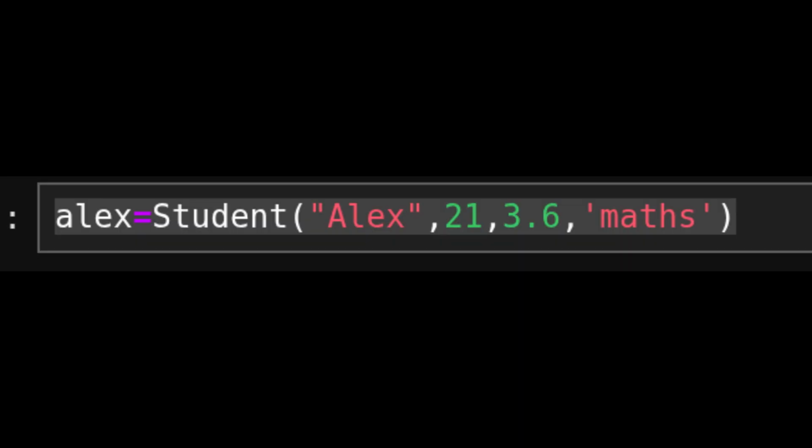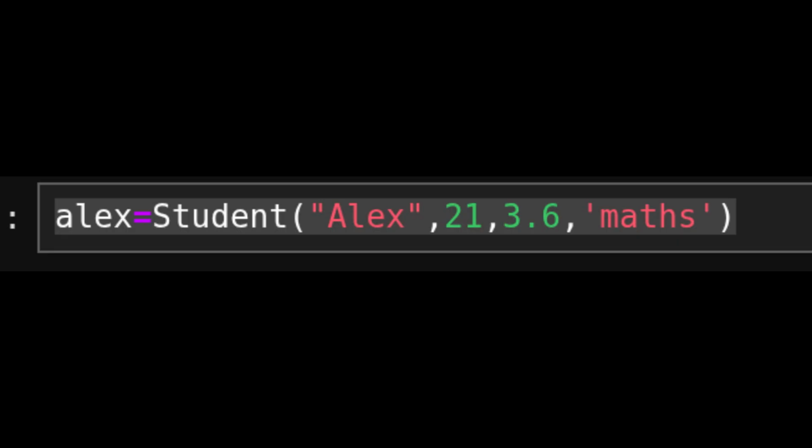The first value is Alex, which will become the student's name. The second value is 21, which will become the student's age. The third value is 3.6, which will become the student's GPA. The fourth value is Maths, which will become the student's major.